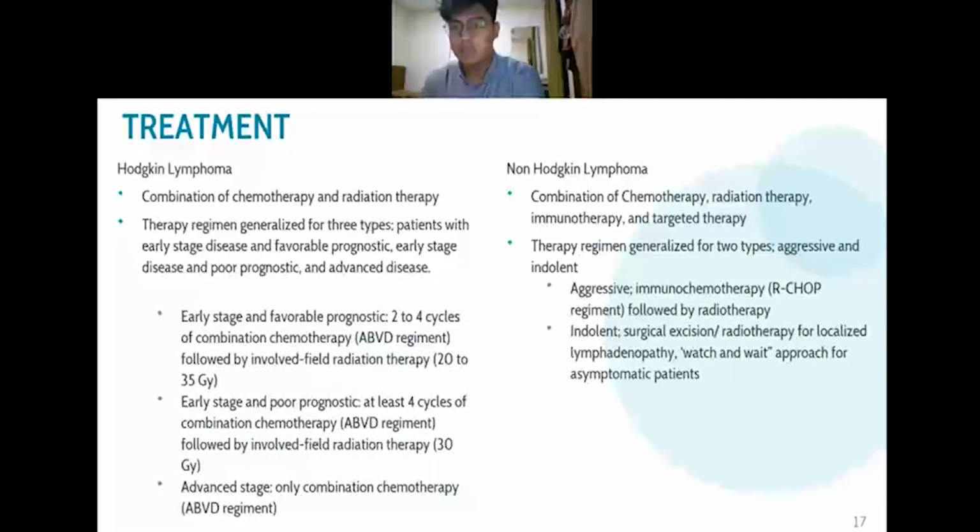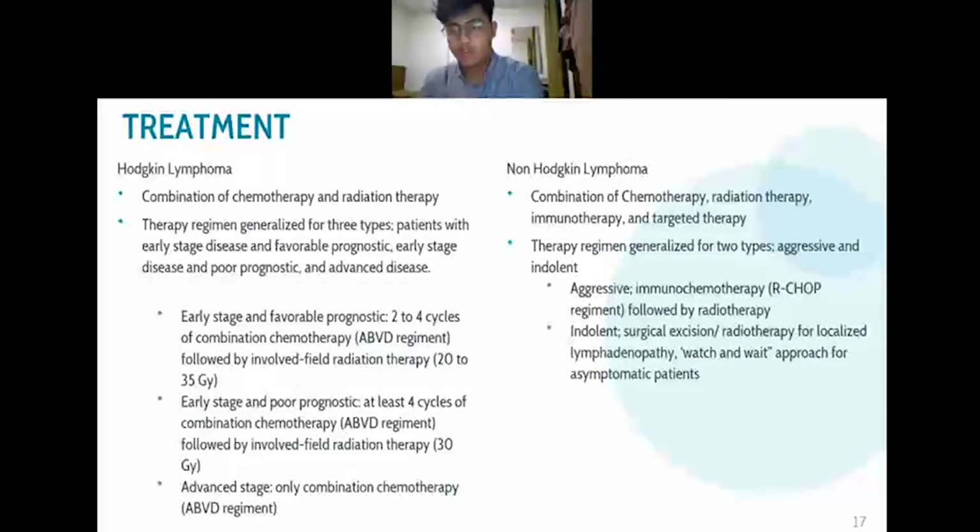Indolent form: surgical excision or radiotherapy when the patient presents with localized lymphadenopathy. For asymptomatic patients, a watch and wait approach is used. Hodgkin lymphoma: a combination of chemotherapy using the ABVD regimen and radiation therapy. The therapy regimen is generalized for three types: early stage and favorable prognostic, early stage and poor prognostic, and advanced disease.